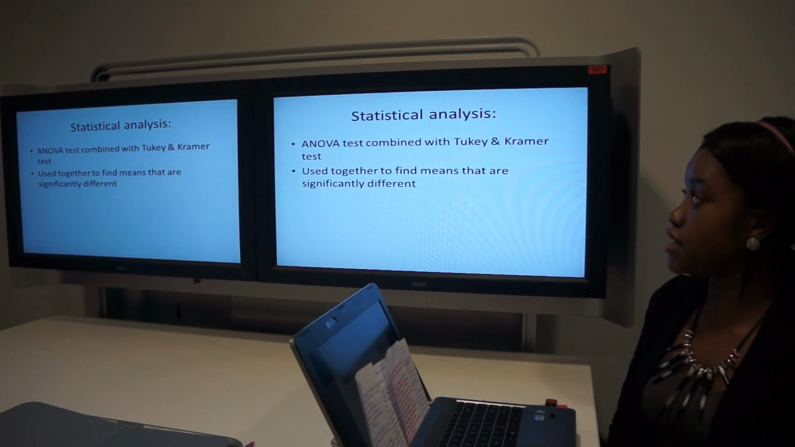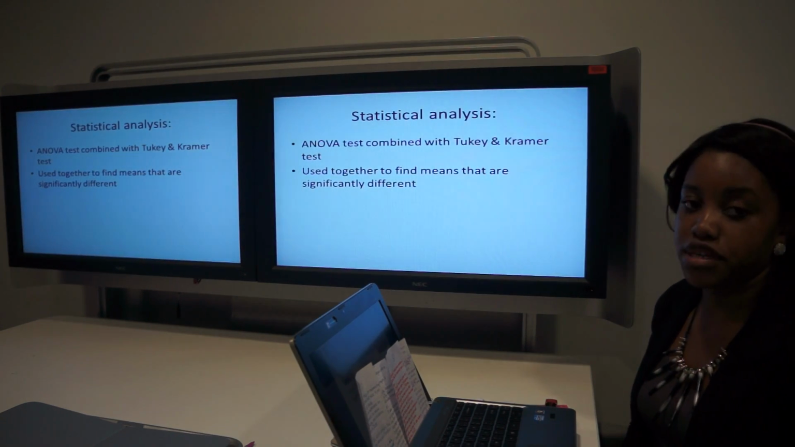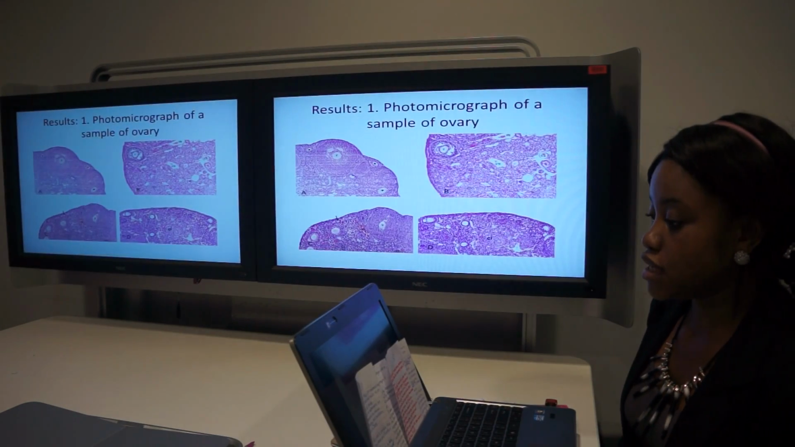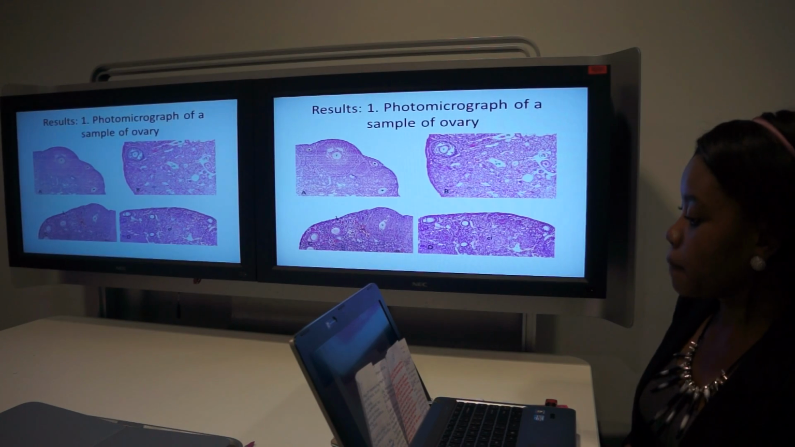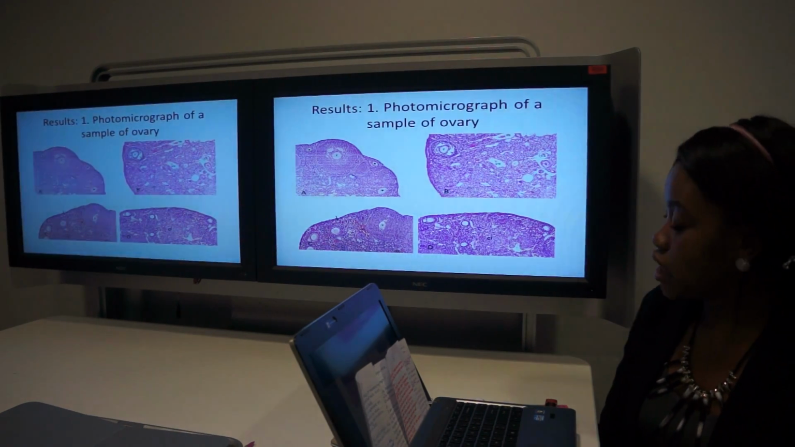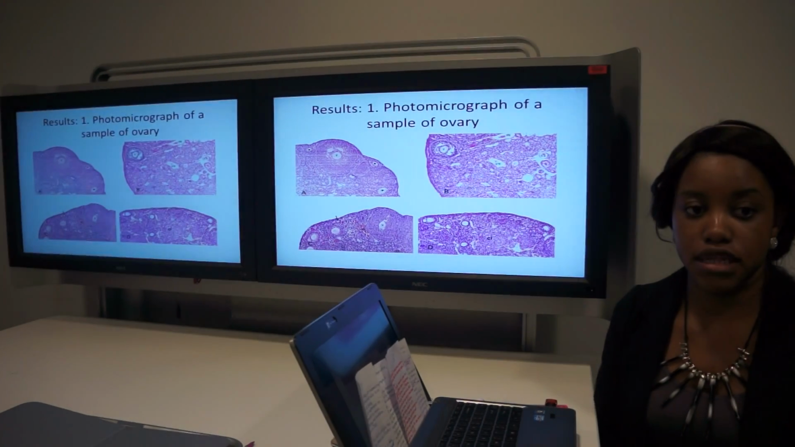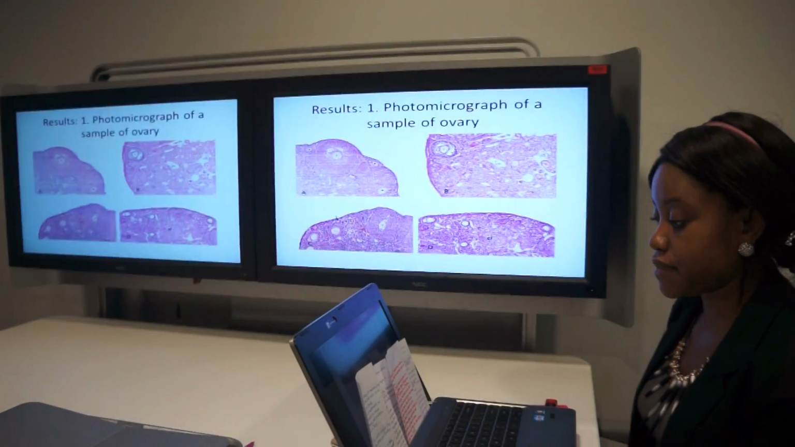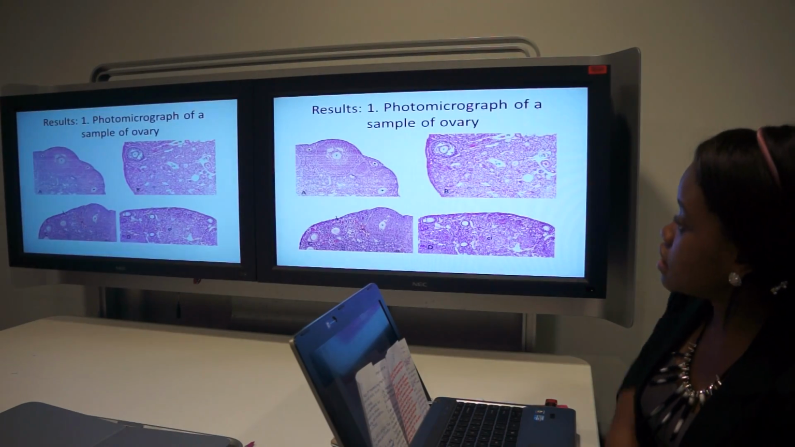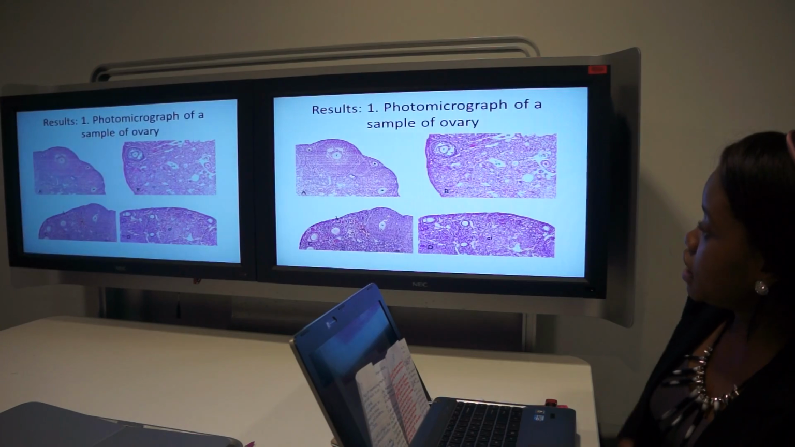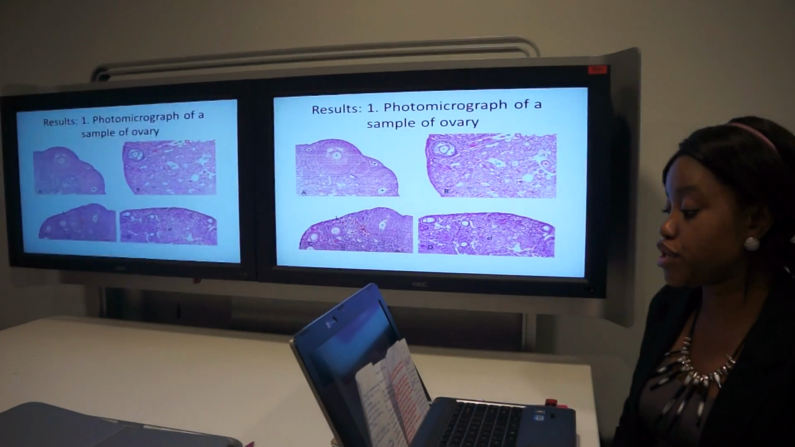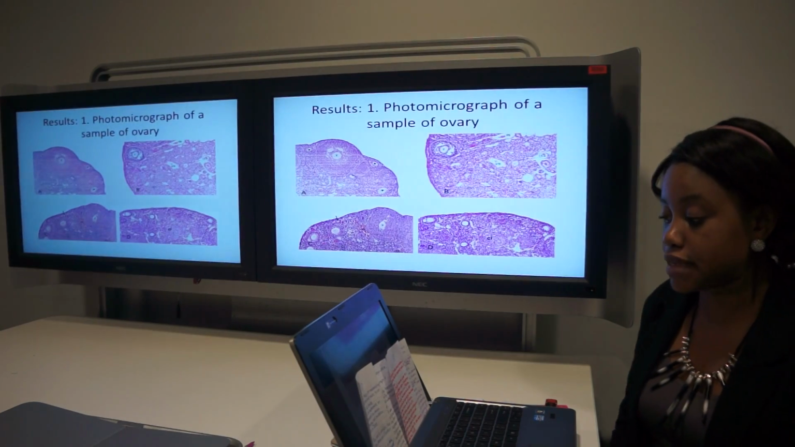An ANOVA test and Tukey and Kramer test was used for the analysis. So from the results, we see that the mice from G1 and G2 had ovaries that were smaller than Group 3 and Group 4 mice. And we find that Group 2, which is B, had highly vascularized ovaries, and no luteal bodies were found in Group 4 mice.